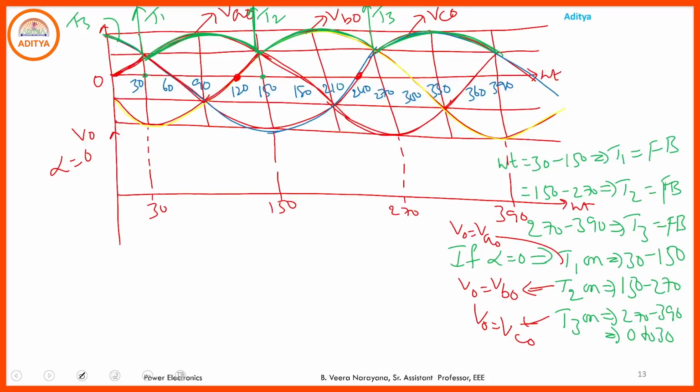So you blindly follow: from 0 to 30, Vc0, this portion. 0 to 30, 30 to 150, 150 to 270, then the output voltage is simply obtained like this. That is the output voltage waveform for alpha equal to 0. If you want to draw the output voltage waveform for alpha equal to 30 degrees, for example, just tell me how you draw the output voltage waveform for alpha equal to 30.